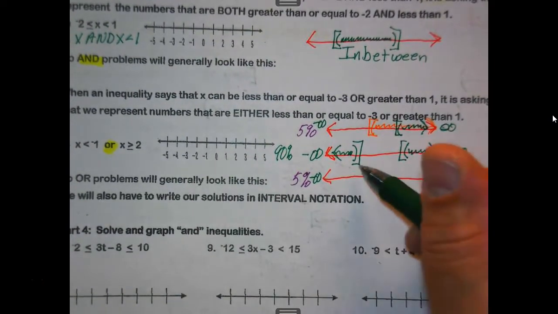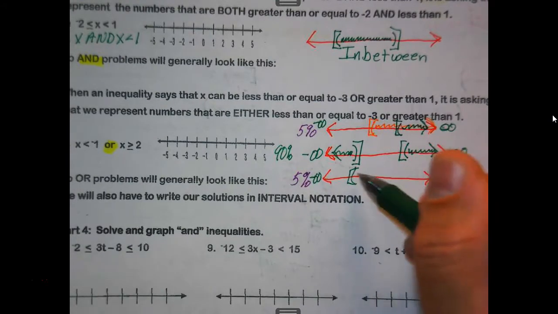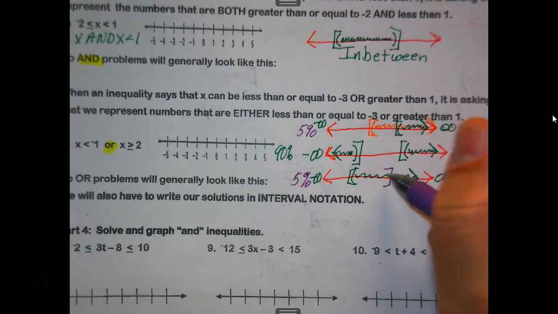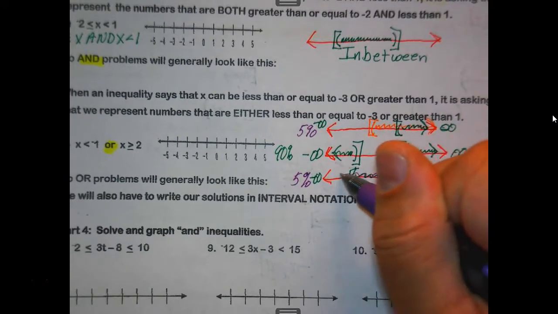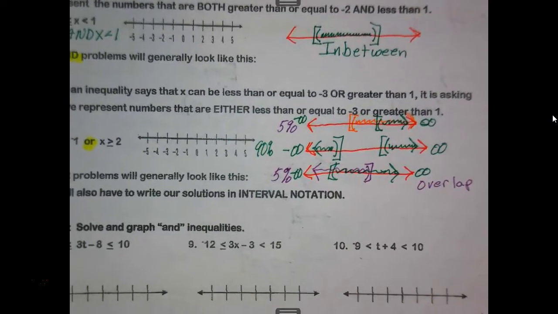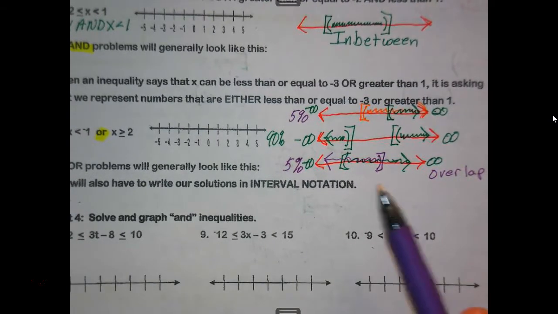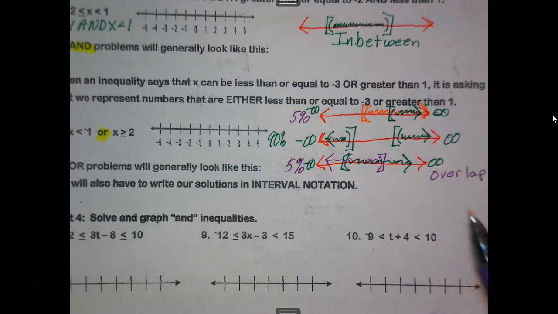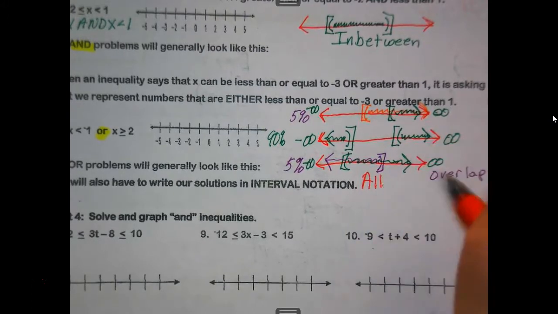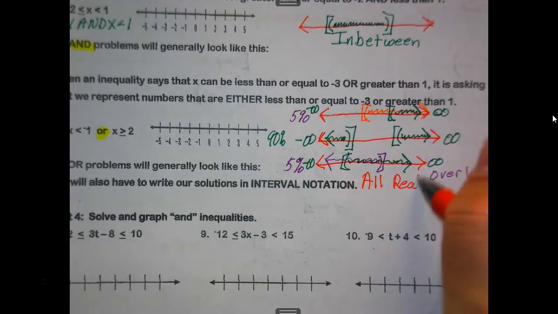Okay, so we have our bracket or parenthesis going this way, and then we have another bracket or parenthesis going the other way, and they kind of overlap, right? And what is my solution when they overlap like this? What numbers are always shaded? All of them.